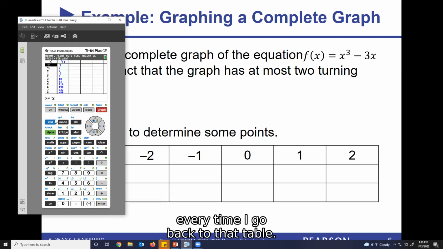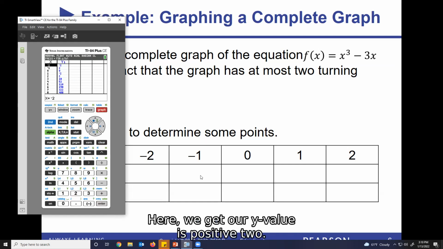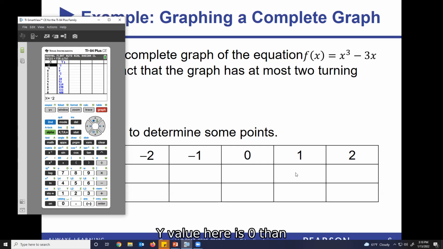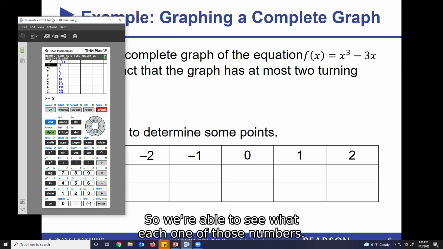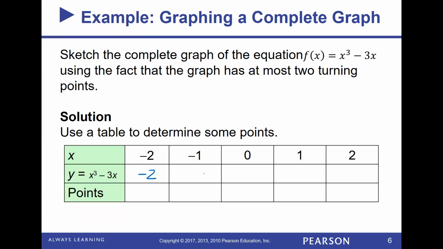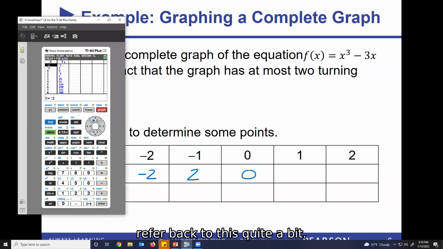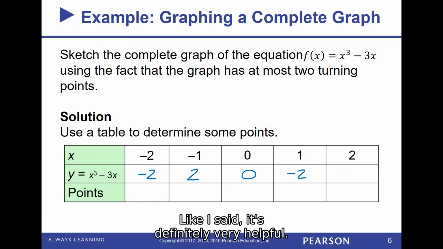So when I go back to that table, second graph, you'll notice here's my -2. Here we get our y value is +2, the y value here is 0, then -2, and then +2. So we're able to see what each one of those numbers is. As you're looking at this, that's really cool, you're going to refer back to this quite a bit. And this is a nice little trick, hopefully, that you can remember. Like I said, it's very, very helpful.